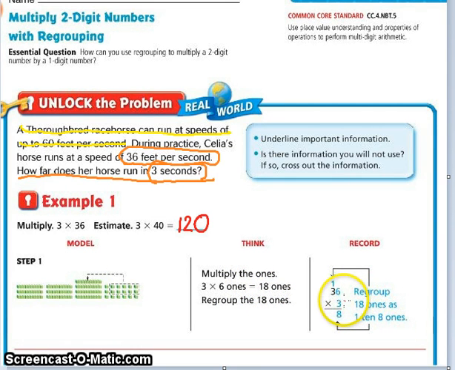We multiply 3 times 6, which is 18. It's kind of like adding. Remember, you can't have 2 digits in the ones place. So since 18 is 1 ten and 8 ones, we set it up just like this. The 8 goes here and the 1 goes in the tens place. Just like adding.